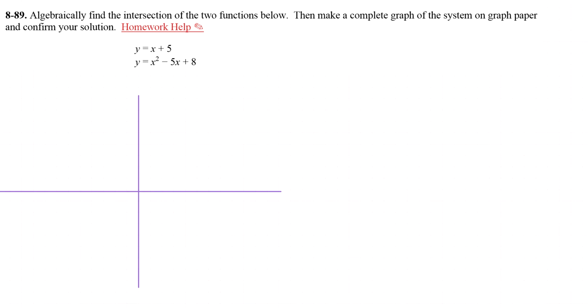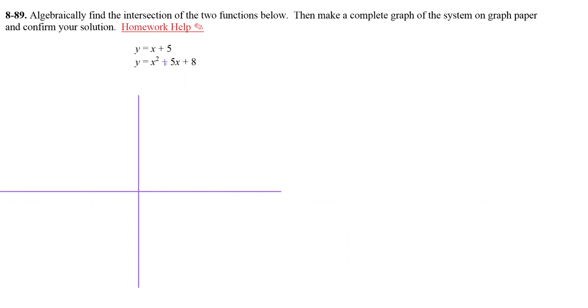Alright, so 889: algebraically find the intersection of the two functions below. Then make a complete graph of the system on graph paper and confirm your solution. There's a slight change that we need to make to the problem, otherwise we get some really nasty numbers. The second equation here has to be a plus.